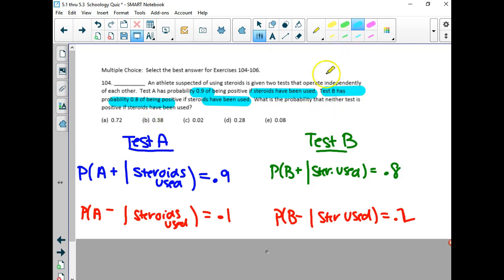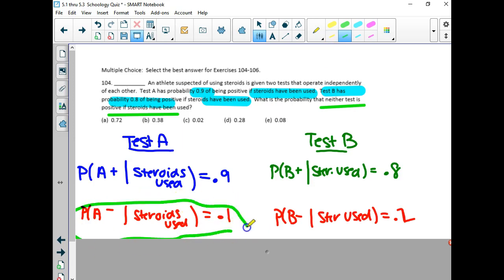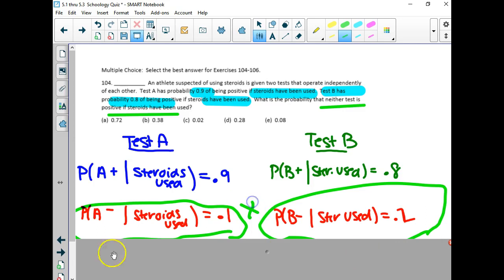What is the probability that neither test is positive if steroids have been used? What does that mean for you? Well, that's a sequence of events. Neither test. That means this one is not positive and this one is not positive. A sequence of events. What do I do with these two numbers? I multiply them. And that's how you do number 104.